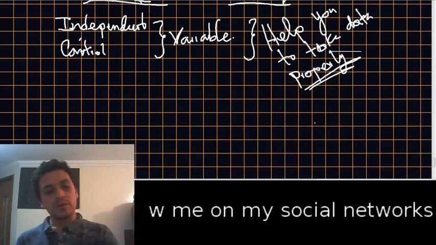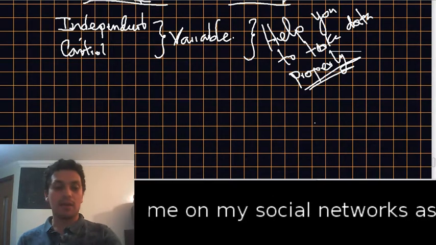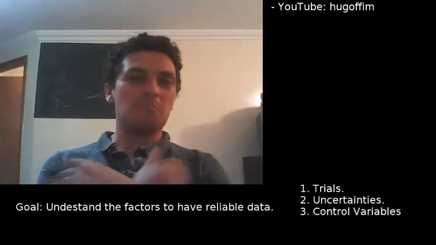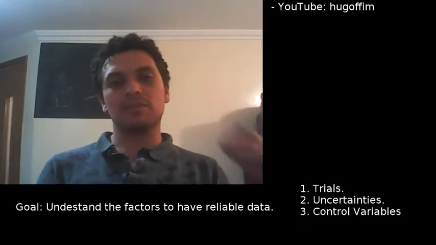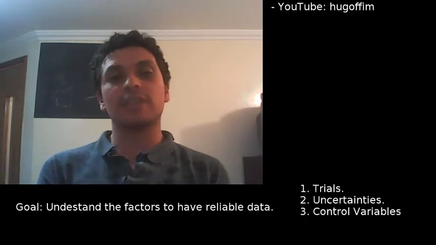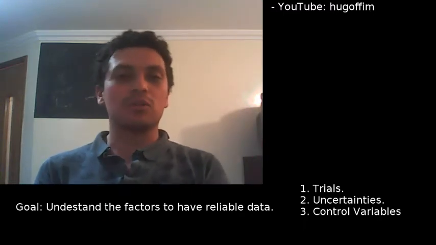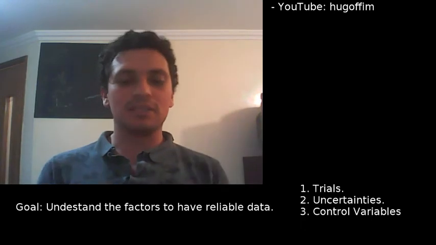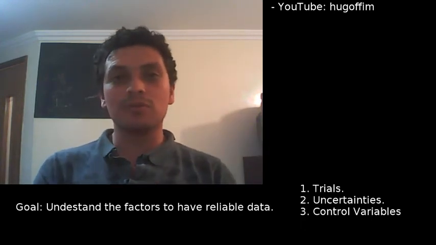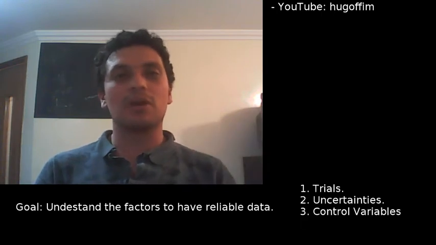So these are the factors to have reliable data. Let me repeat to you: many trials for the same experiment, uncertainties smaller compared to the data, and use appropriate control variables. So I hope that this video helped you to understand how to do experiments and how to improve in physics, chemistry, and biology labs.